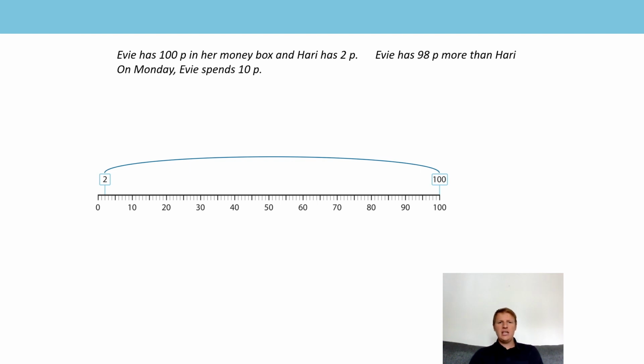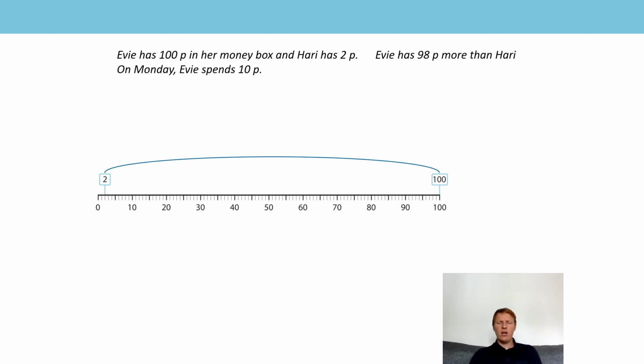On Monday, Evie spends 10 pence. How's that going to change my representation? Which number's going to change? Is my 2 going to change? Is my 100 going to change? It's my 100, isn't it? 100 represents the amount of money that Evie has, but Evie's spent 10p. So is our minuend going to get larger or smaller? It's going to get smaller.